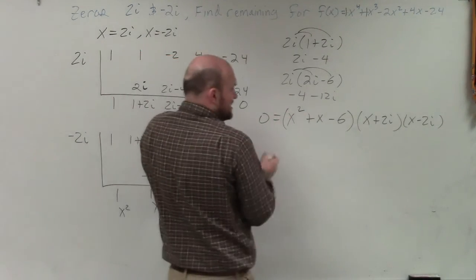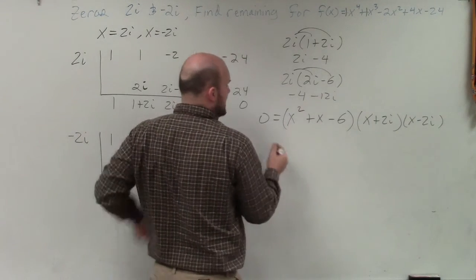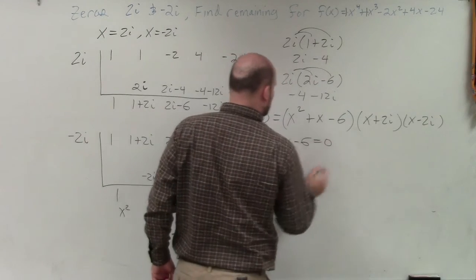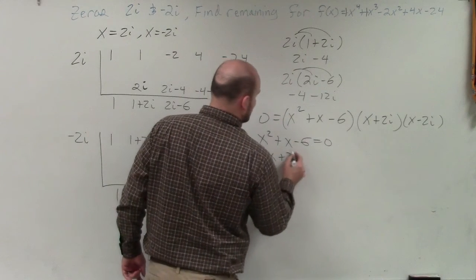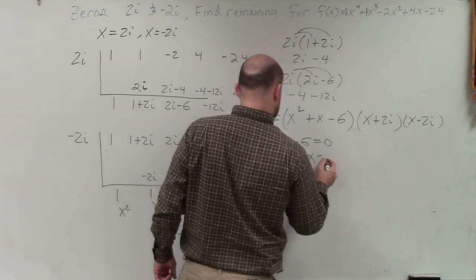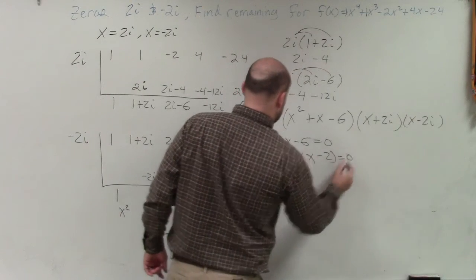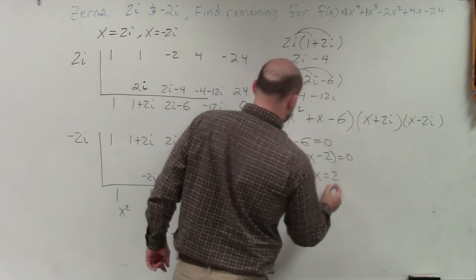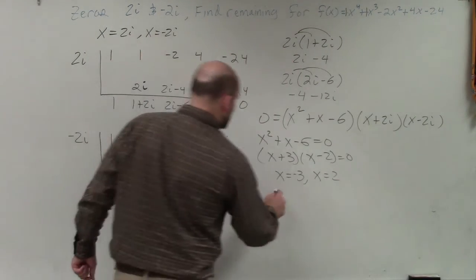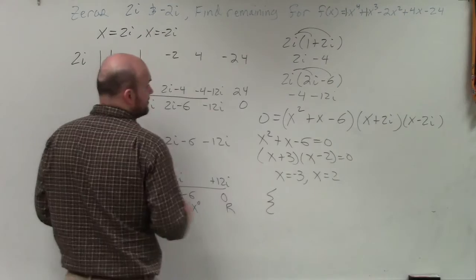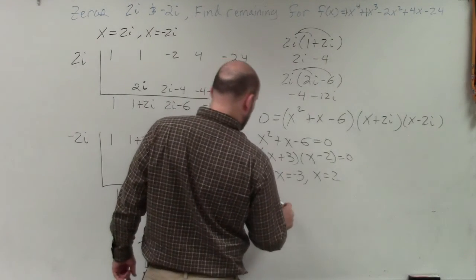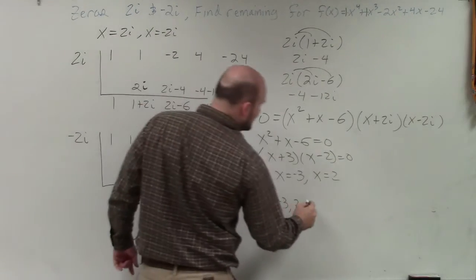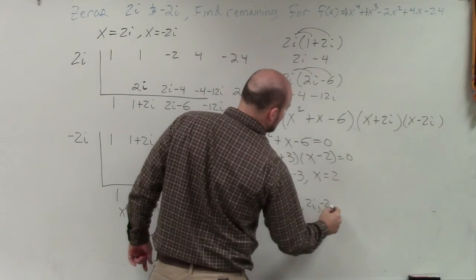Can I solve for x squared plus x minus 6? Absolutely. I can use factoring, which is very helpful. I have x plus 3 times x minus 2 equals 0, so x equals negative 3 and x equals positive 2. Therefore, my zeros in this problem are negative 3, positive 2, and 2i and negative 2i, which were already given to us.